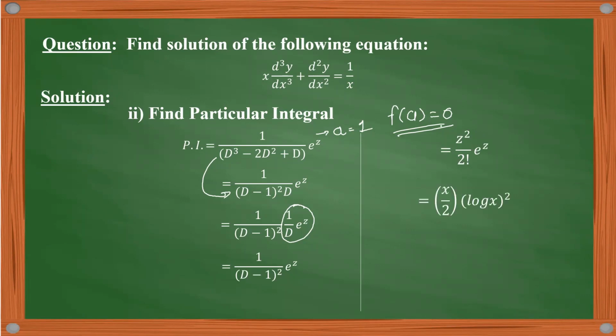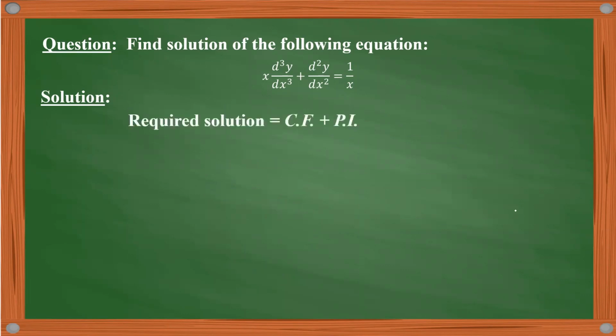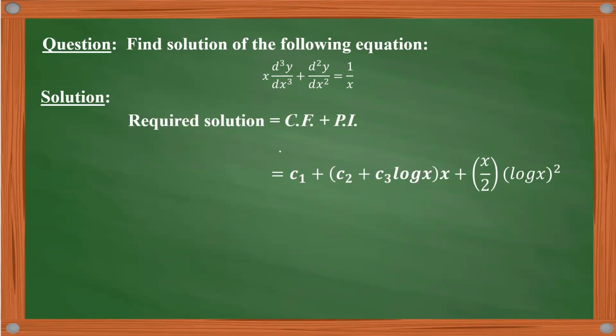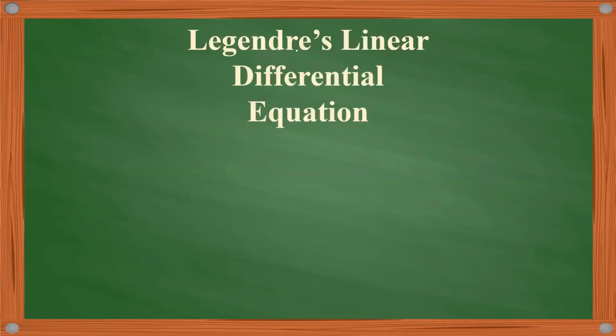So now just replace x by e to the power z, or z is equal to log of x. So this is our final particular integral. So combining both this complementary function and particular integral, we get this solution. So this is our required final solution for the given Cauchy-Euler homogeneous linear differential equation.